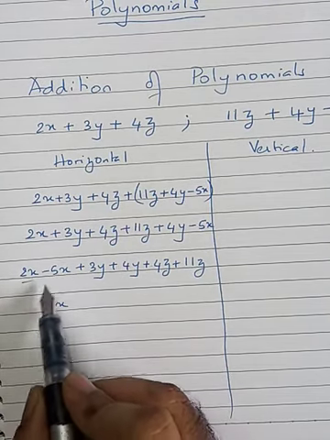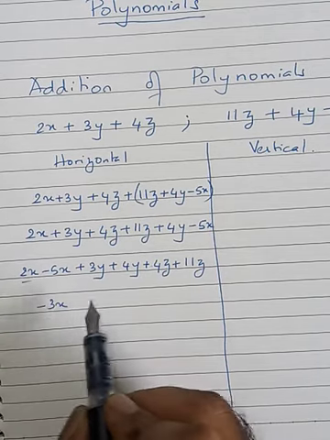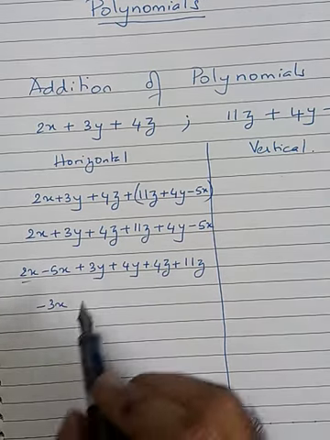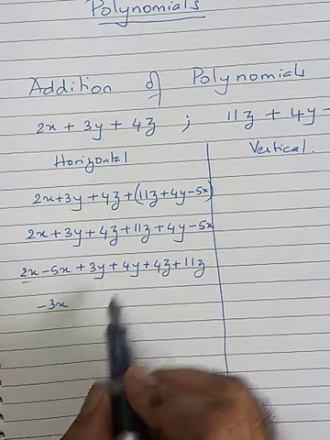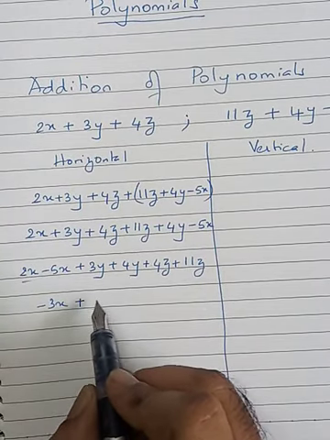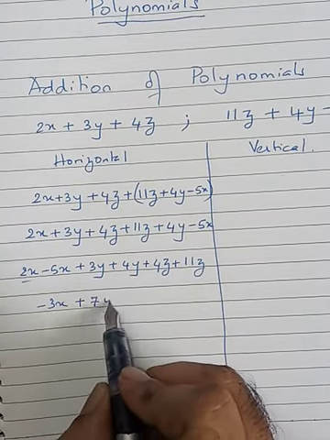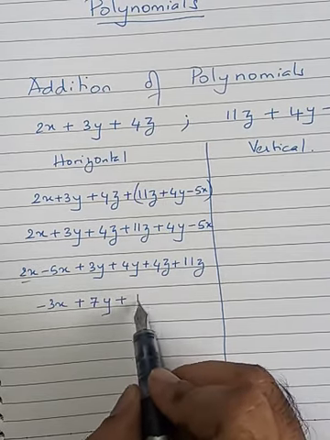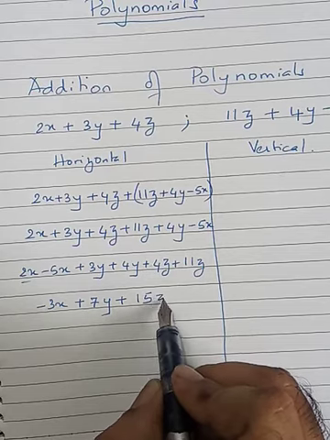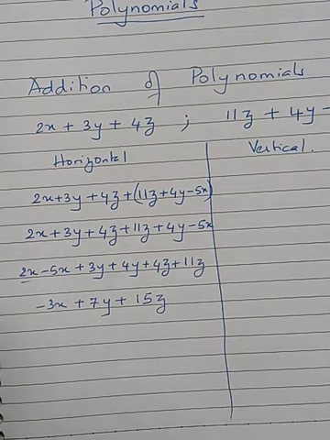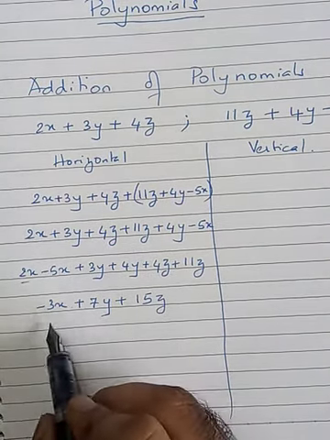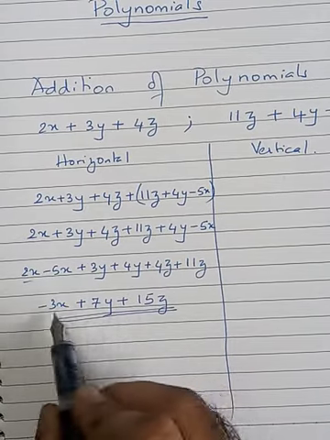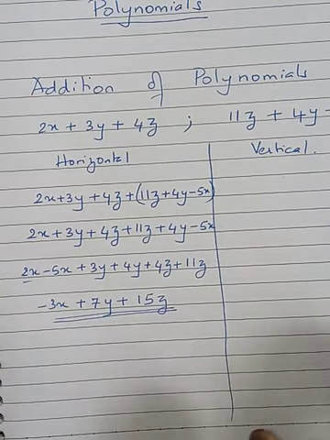Yes. Minus 5 is the greater number over here, so I take the sign of the greater number. 3 plus 4 will give me plus 7y. Plus 4 plus 11 will give me 15z. So this is how we do it. This is your answer. Can I add any further? No, because they are all unlike terms.